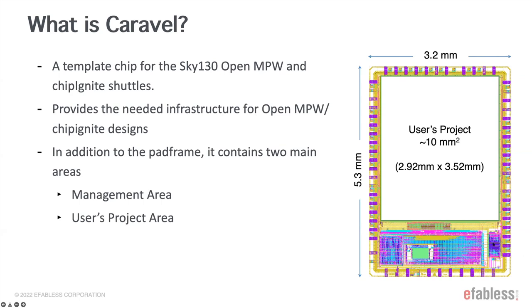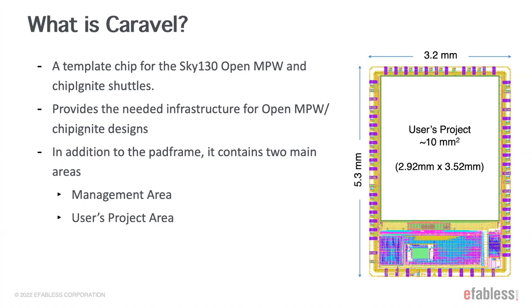And then at the bottom, we have what we refer to as the management area. The management area, as I'm going to discuss shortly, contains some of the housekeeping functionalities that I mentioned that are necessary for the chip to be up and running, like clocking, resetting. Also, it contains a small SoC built around one of the RISC-V CPU cores.